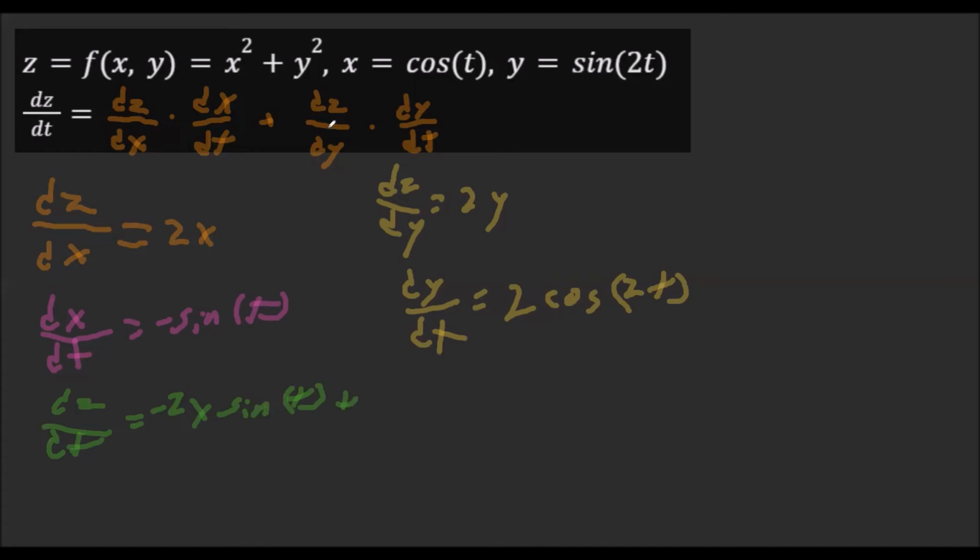plus dz/dy, which is 2y, times 2 cosine 2t. And so we're going to move the 2 to the forefront of this term. That's why I'm changing it to 4, since 2 times 2 is 4. Cosine 2t.